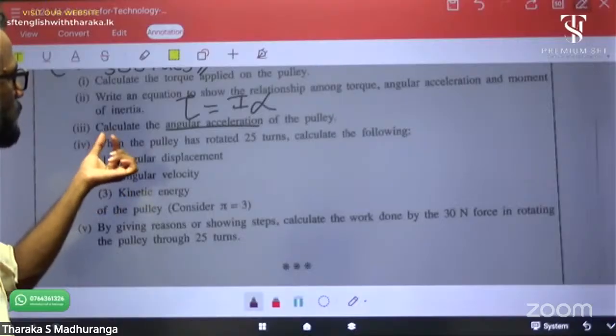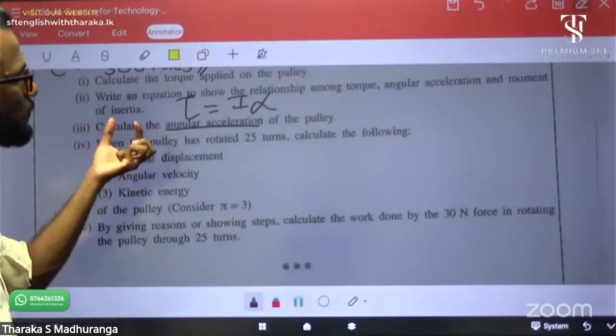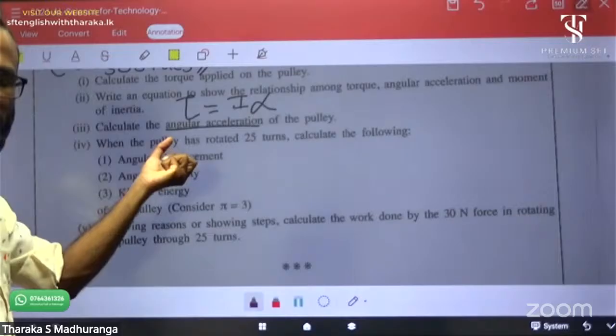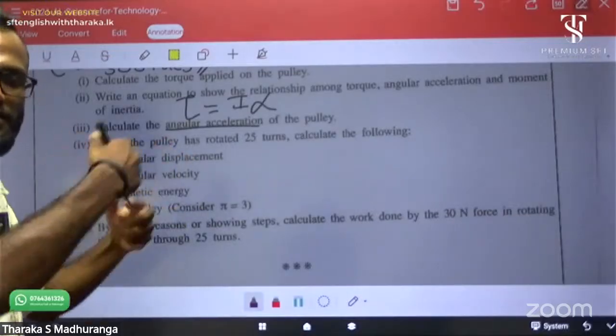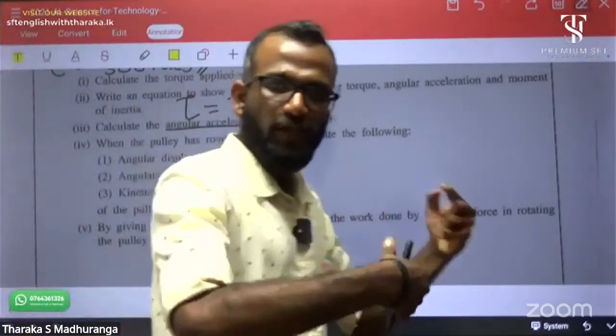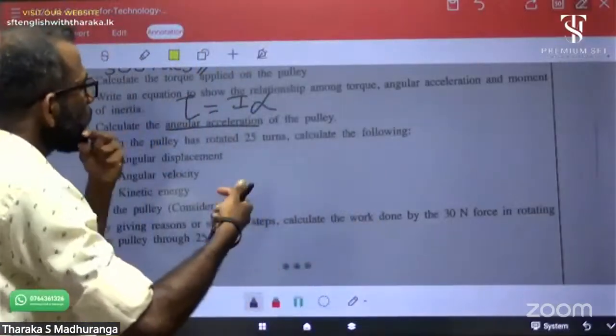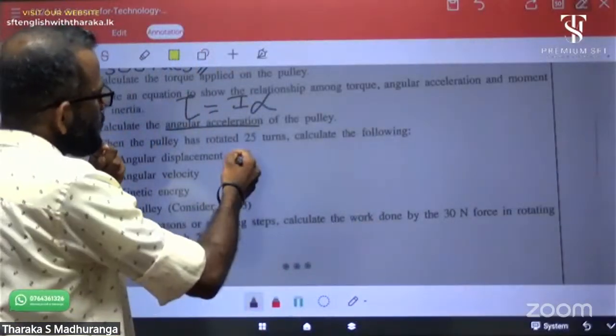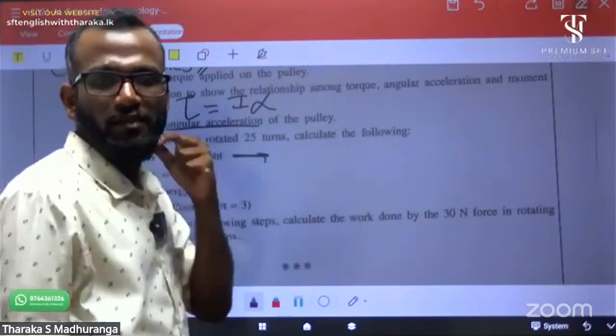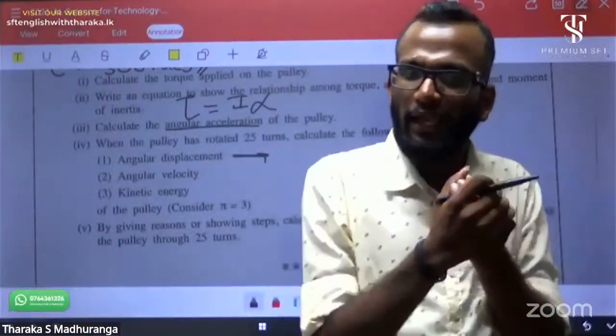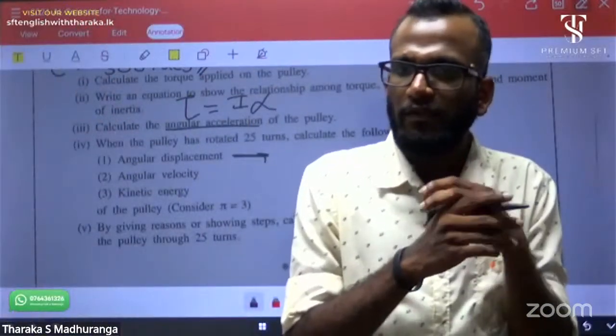Next one: when the pulley has rotated 25 turns. Again, 25 revolutions, right? Calculate the following. Angular displacement. Very simple. Within 25 revolutions, the angular displacement here is 50.